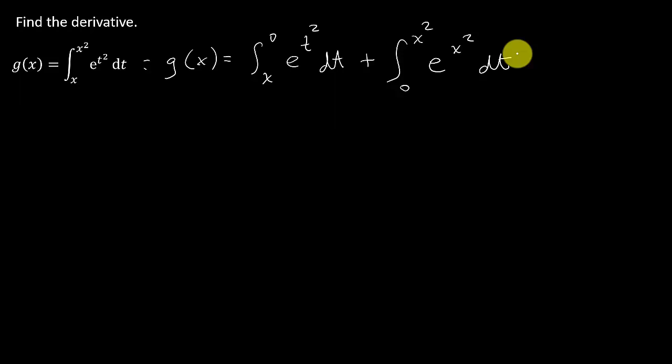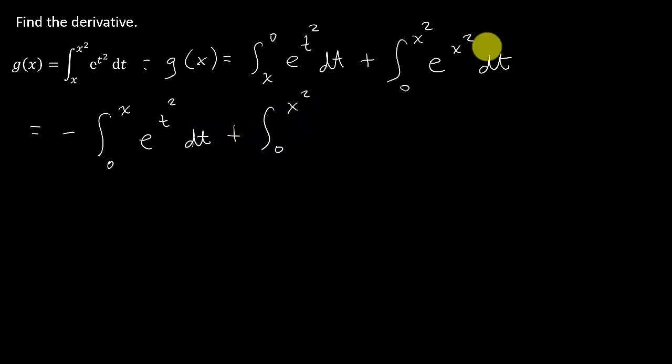All right. If you remember from the previous problem, the constant term has to be the bottom limit. So this is going to give me negative integral from 0 to x, because I'm swapping the limits, of e to the t squared dt, plus the integral from 0 to x squared. Oh, I'm sorry, this right here should be a t squared. I wrote x squared. e to the t squared dt. Okay.